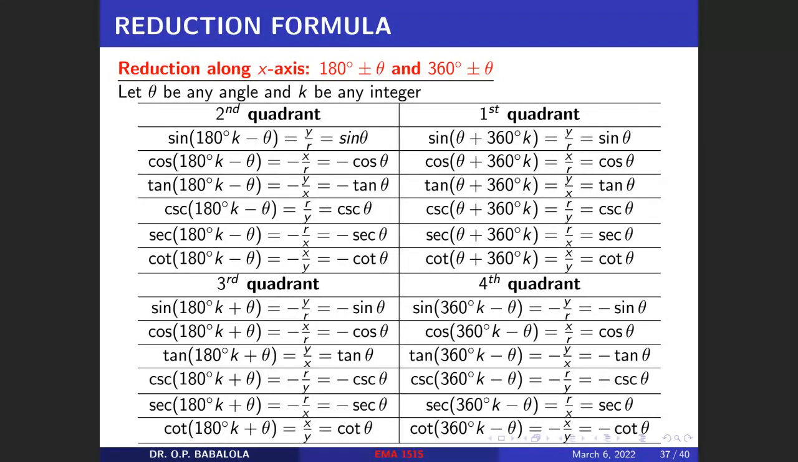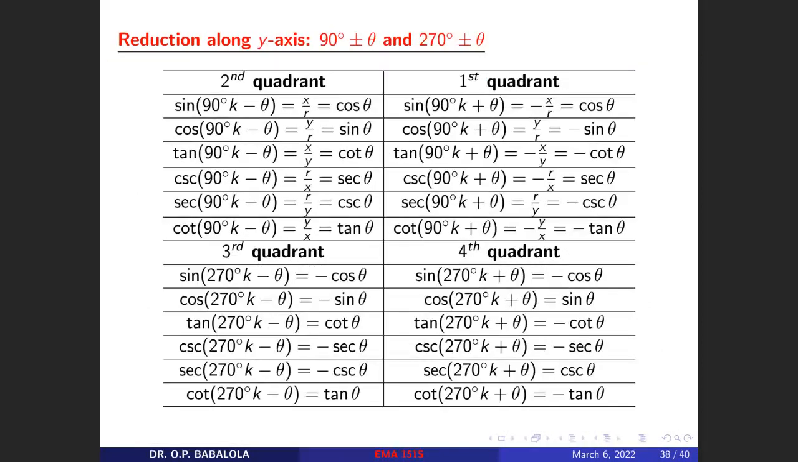All right? Remember, this is along the x-axis. This is along the x-axis. Okay? So it doesn't follow the same rule that we have with the quadrant rule when we are not doing reduction. Okay? This is just the reduction table along x-axis and along y-axis. They are 2 different things. Okay?